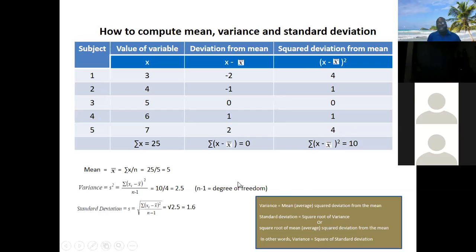Let me tell you something. If, under this deviation, we neglect the sign, just add all of them together and divide by the degree of freedom, you will still get something close to this. You still get something, but of course, if you do that, you have undermined a mathematical law.